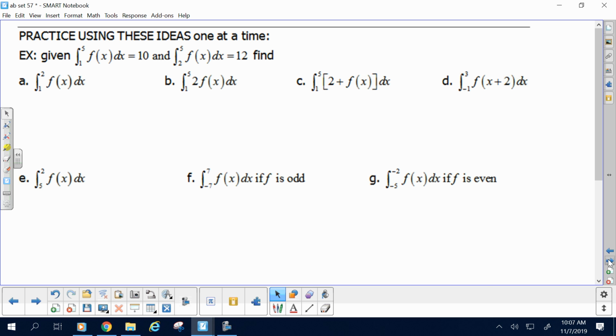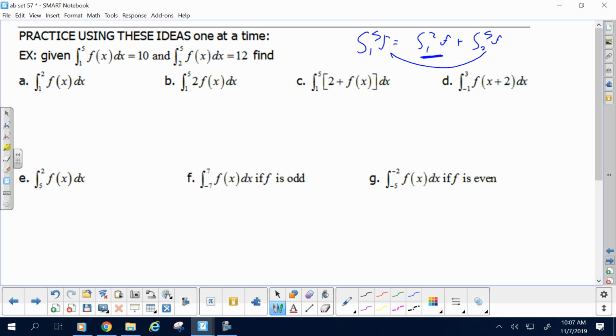So let's talk about this. Wouldn't we say that 1 to 5 is 1 to 2 plus 2 to 5? Yeah. All right, but we want 1 to 2. So what should we do? Subtract. So this is equal to the region from 1 to 5. Remove the region from 2 to 5. And so now we're home free. What's 1 to 5? 10. And what's 2 to 5? And the answer is -2. Okay?